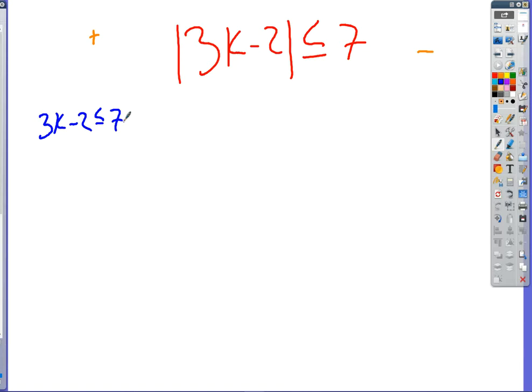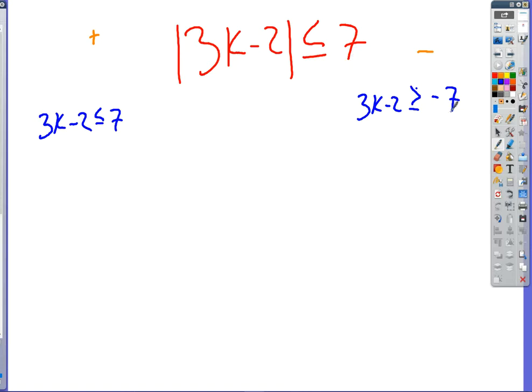What about negative world? Well, that's going to be a little bit different. 3k minus 2 is less than or equal to -7. Is less? Greater than or equal to. Okay. Well, notice how we have -7 here. What did we do with this 7 to get to -7?